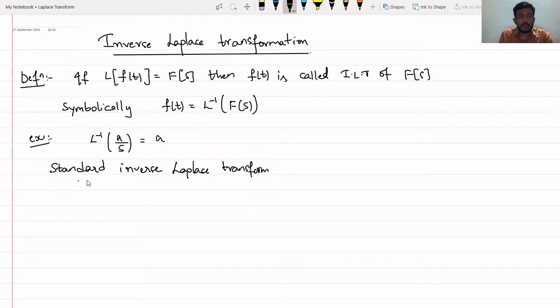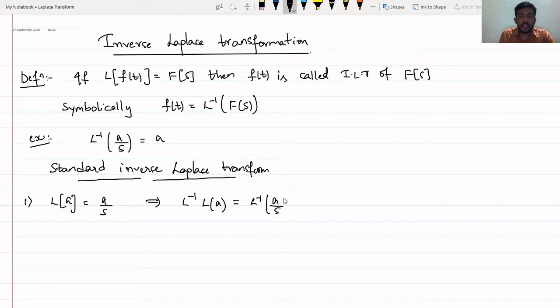We are all familiar with the Laplace transformation of some standard functions. Using that, we find the inverse one now. Suppose we know that the Laplace transformation of a is a by s. If I take the inverse on both sides, I get L inverse of Laplace transformation of a is equal to L inverse of a by s. I can cancel out the inverse L and L now, which gives that L inverse of a by s is equal to a. So you can see the example here: L inverse of a by s is equal to a.